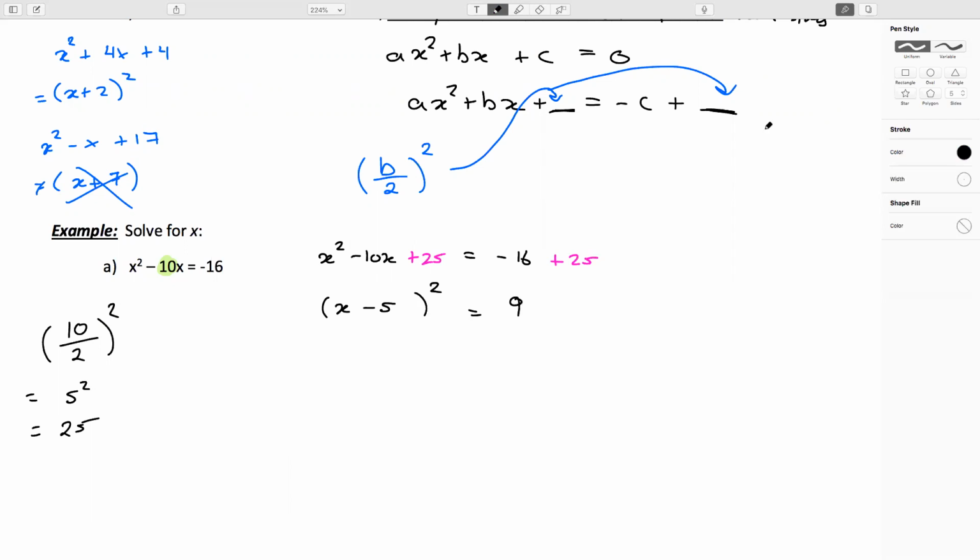So now we can go ahead and finish solving this. We can square root both sides. X minus 5 equals 3, which is the square root of 9. We can add 5 to both sides. X equals 8. And we're done. So this is going to seem kind of weird for the first few times you do it, and that is because we're using this completing the square trick.